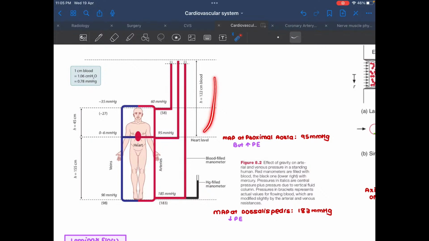So whenever I go above the heart level, हमारा potential energy is going to fall, and whenever I go below the heart level, my potential energy is going to increase. So that is the reason why when I say the MAP at the proximal aorta is 95 millimeters of mercury, but the MAP at the dorsalis pedis is about 183 millimeters of mercury, because as I go down, there's going to be an increase in the potential energy. Okay? And when I go up, there's going to be a decrease in the potential energy.